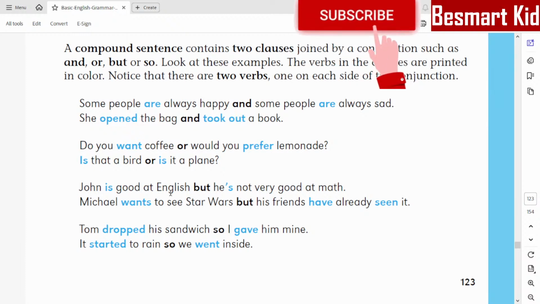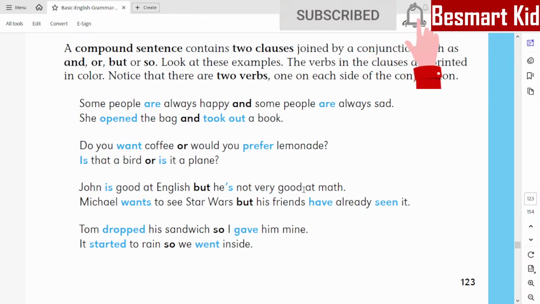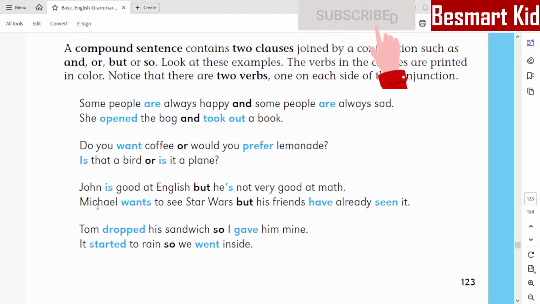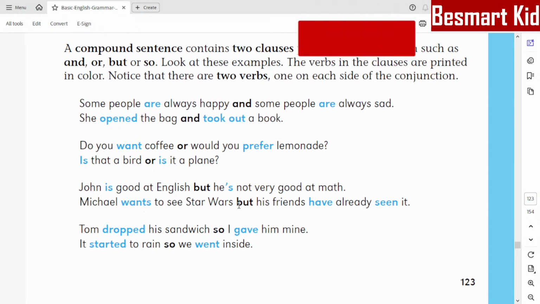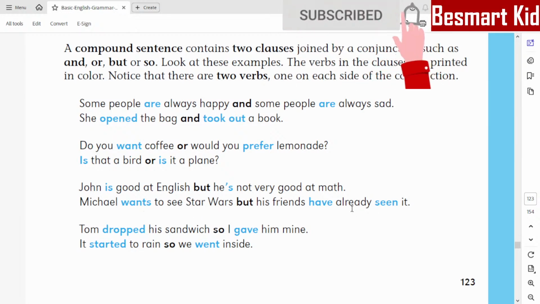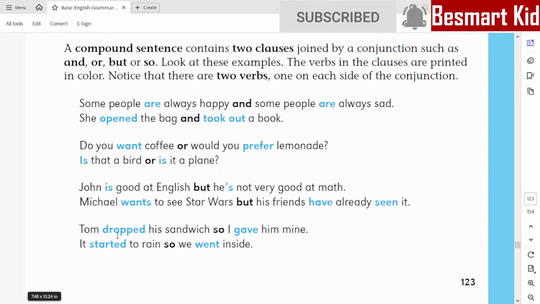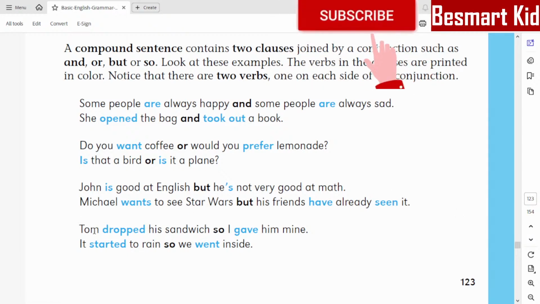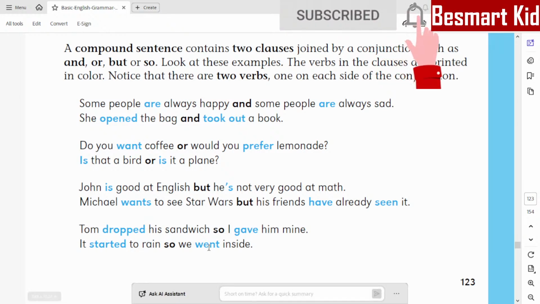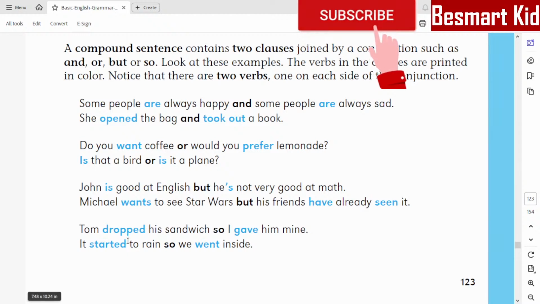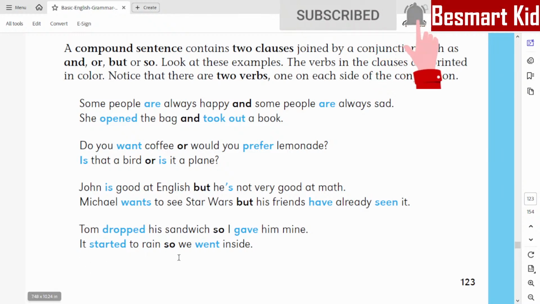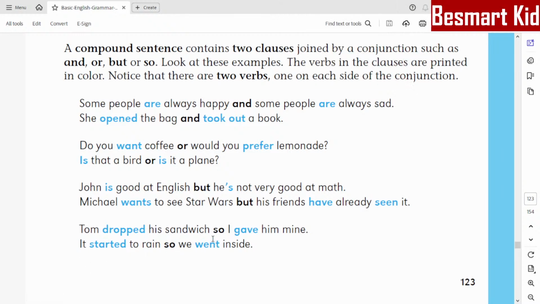John is good at English, but he is not very good at math. Michael wants to see Star Wars, but his friends have already seen it. Tom dropped his sandwich, so I gave him mine. It started to rain, so we went inside.